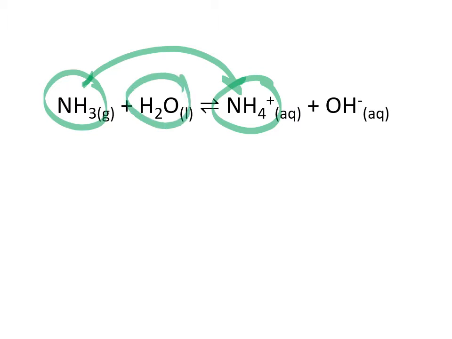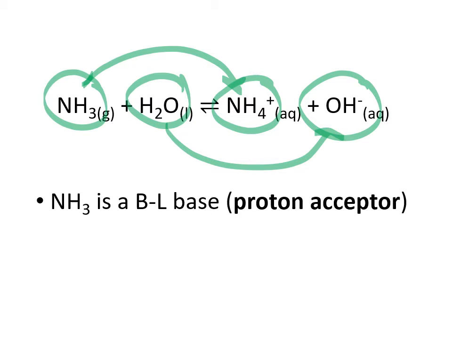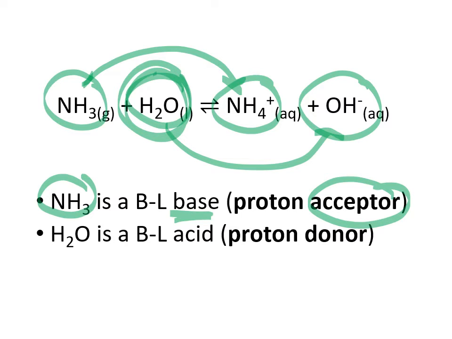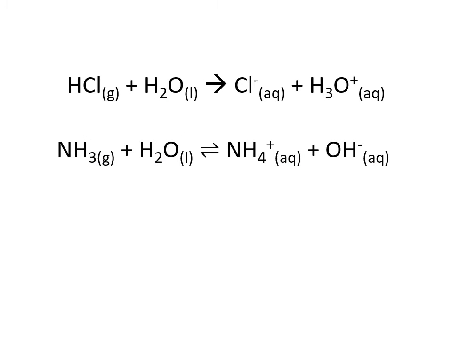In this case, water started off with its two hydrogens, and it has given up a positive hydrogen ion to become hydroxide. So the ammonia is, sorry, I said that wrong. The ammonia is the base because it is the one that is accepting the proton. In this case, the water, try to get it right this time, is donating its hydrogen, and so that is going to make it a Bronsted-Lowry acid. Acids donate protons, bases accept them.